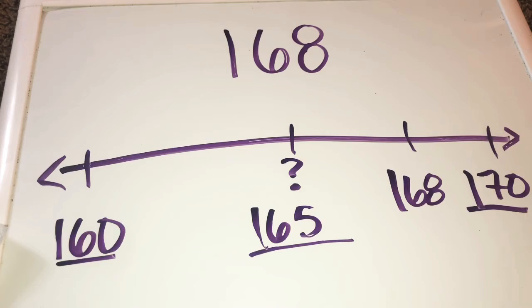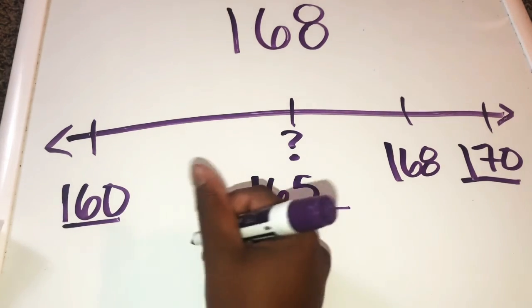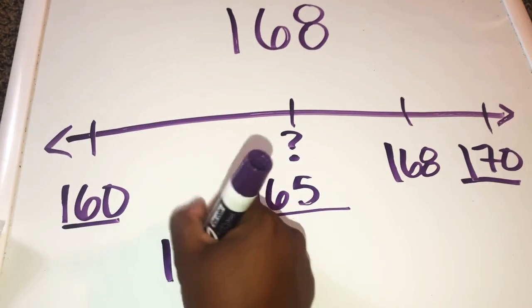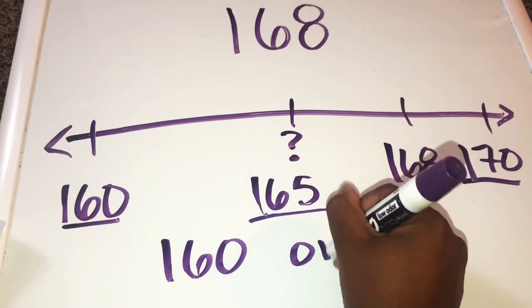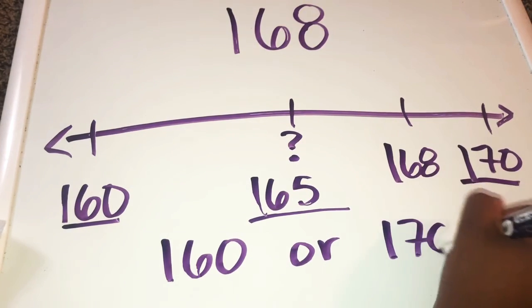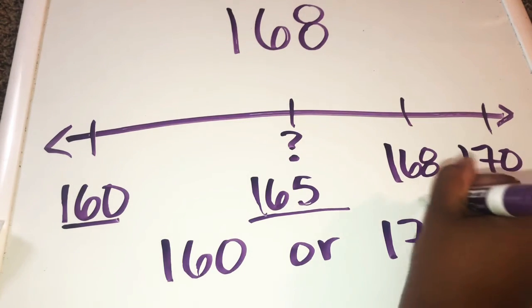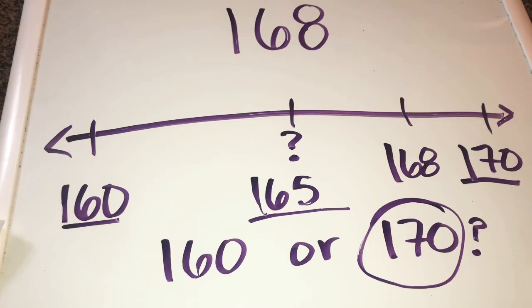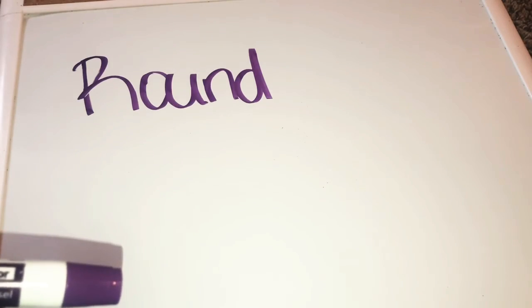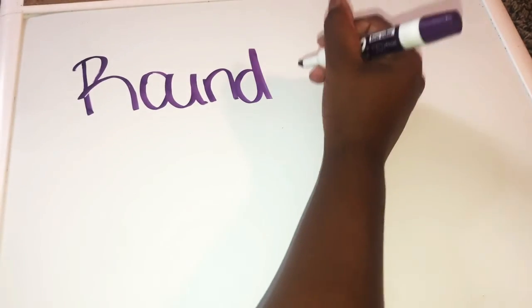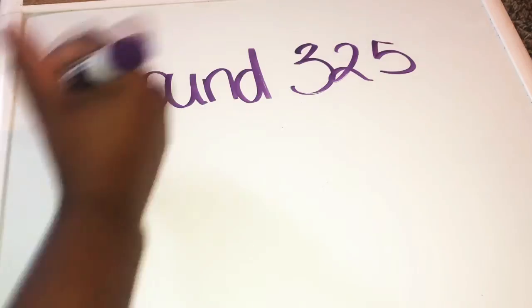So when we're rounding 168 to the nearest 10, is it going to be closer to 160 or 170? Circle the answer that you think is correct. If you said 170, give yourself a high five. 168 rounded to the nearest 10 is 170. You guys are so smart that I think I should give you an even harder problem. This time we're going to round 325 to the nearest 100.